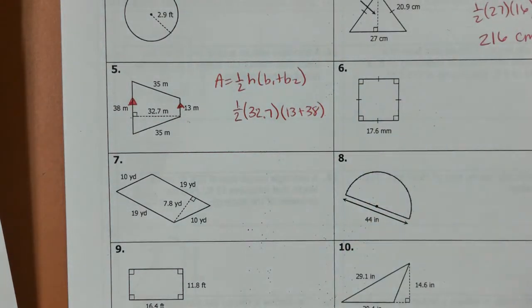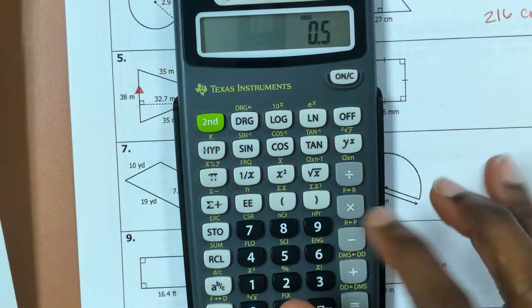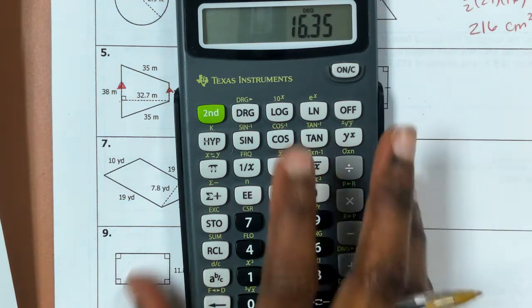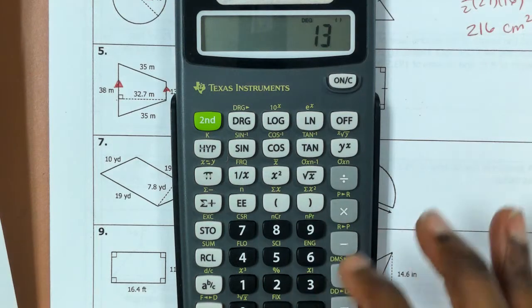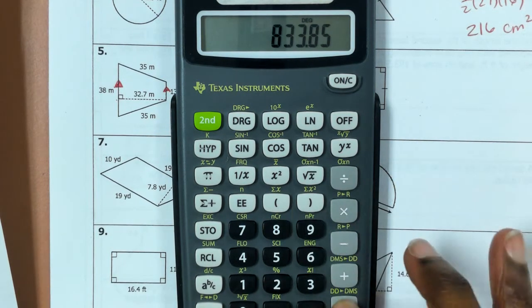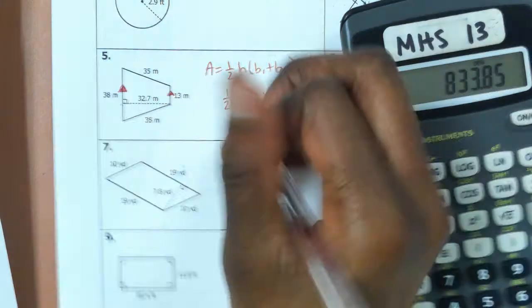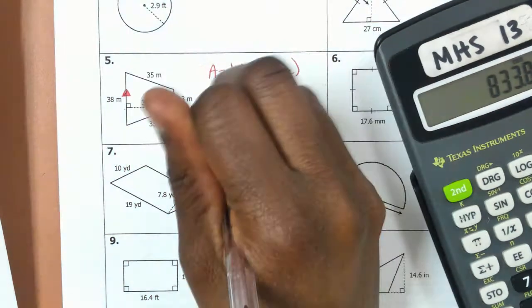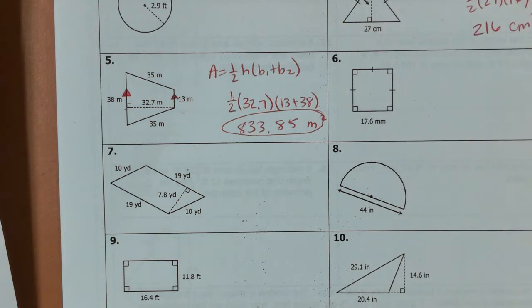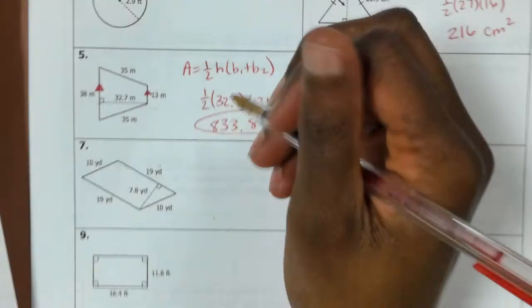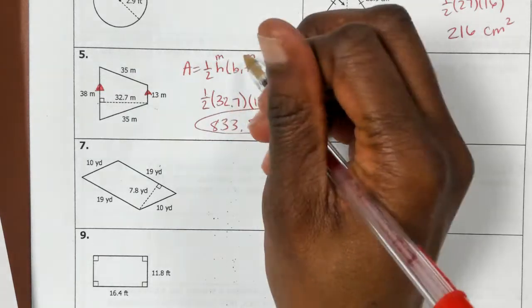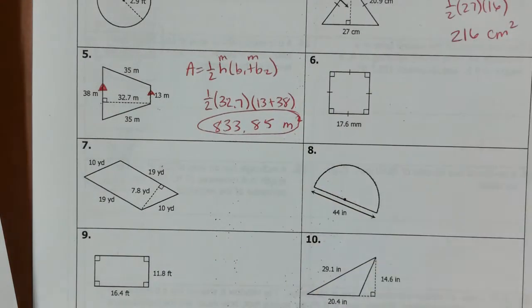Okay. So I'm going to choose to use the 0.5 times 32.7 times, and then I'm going to put this in parentheses. So 13 plus 38 goes in the parentheses. So my answer would be 833.85 meters squared. Okay, and it's meters squared because this is a meter unit, and then meters plus meters is also a meter unit, so you have meters times meters, which is meters squared.